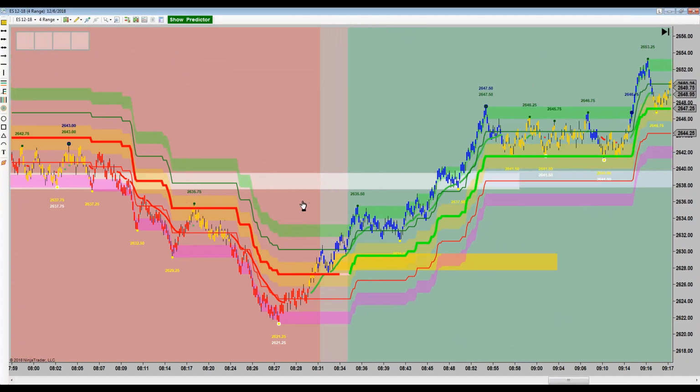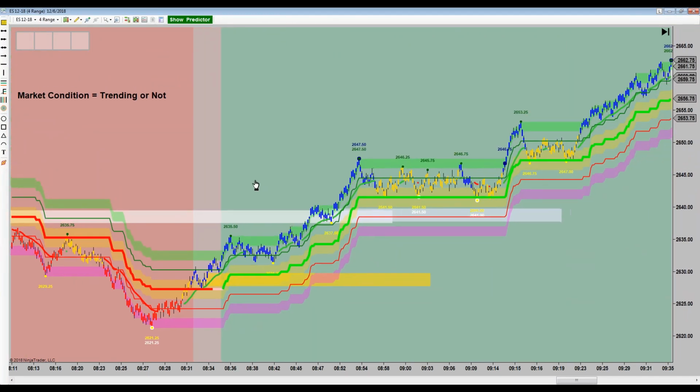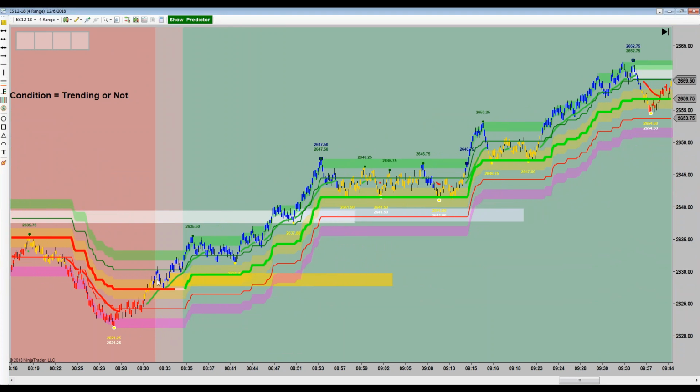How about between, let's say, about 8:30-ish here, all the way up until over here, which is 9:30-ish, almost 10 o'clock. So about a good hour and a half. What is the market condition? 5 seconds on the clock: up, down, or sideways? From here, 5 seconds on the clock, 4 seconds left, to here: U, D, or S.